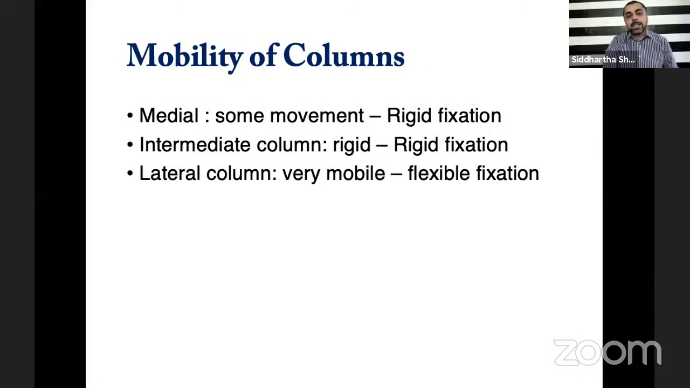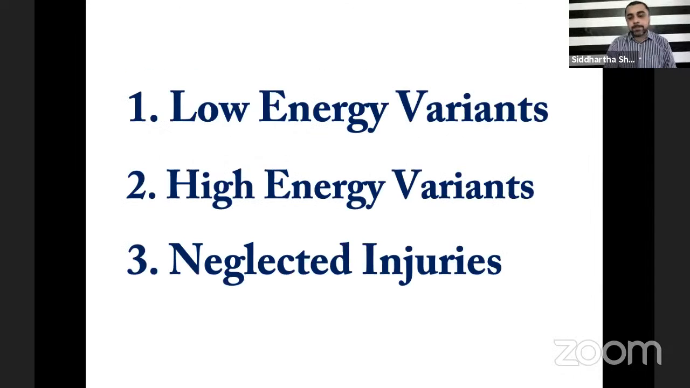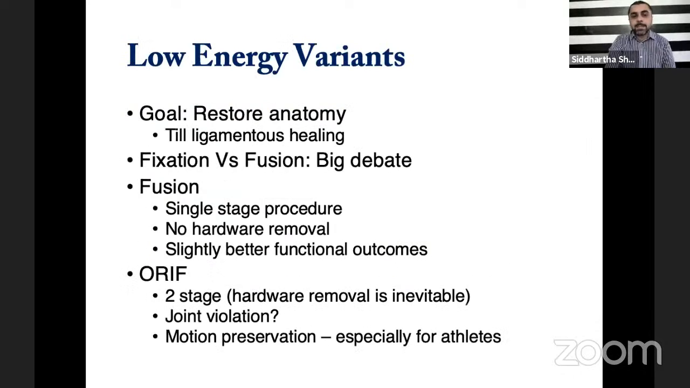The medial and the intermediate columns have very little movement, or the intermediate column has approximately no movement at all. So you want to rigidly fix these columns. On the other hand, the lateral column is very mobile, so we do flexible fixation for the lateral column. And I will now be talking of each of these variants with some case-based discussions.